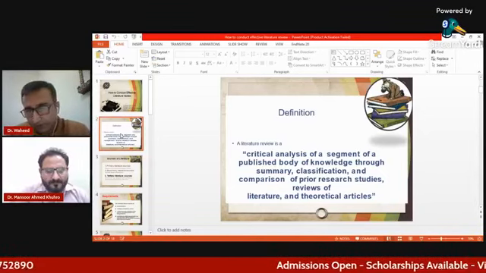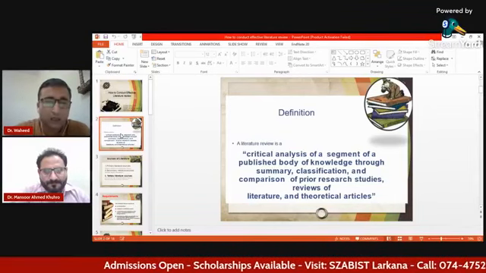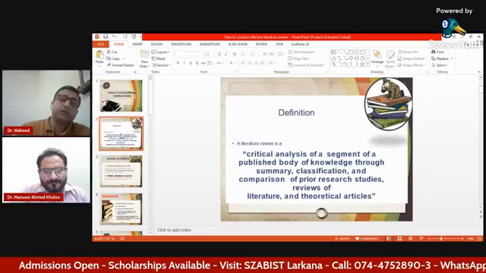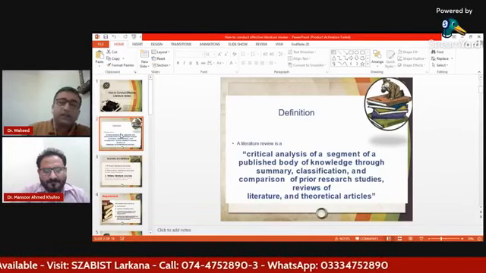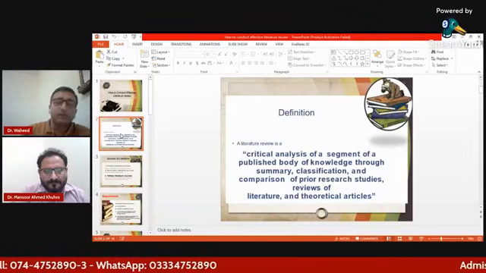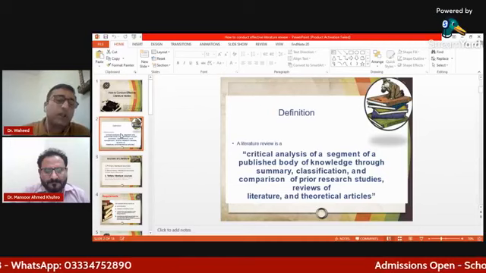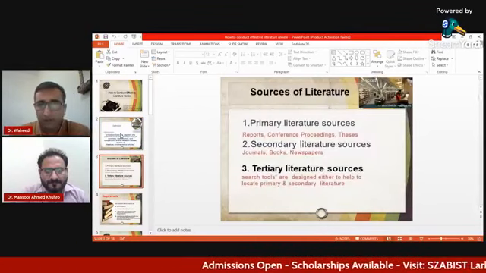So we can have a quick review again if you think that we really missed something. This was the part of the definition where we were trying to understand what literature is. I had some words on how we can define the literature review: by critically analyzing the segment of published body that we have related with a specific topic that we are trying to research about.